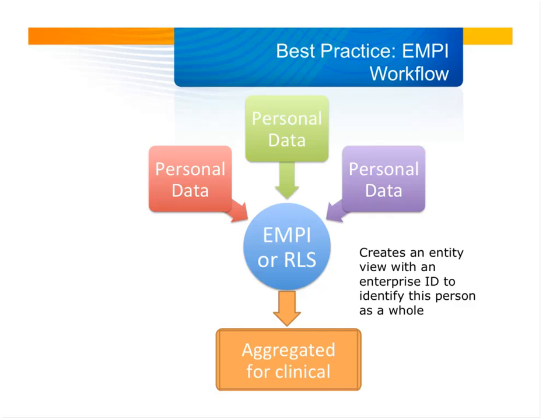So the first step in receiving clinical information is to get the right set of patient records from the exchange or from the enterprise. And to do that, you want an EMPI that's going to manage that personal data and match those records across disparate facilities or clinics or hospitals or whatever it may be within your organization.